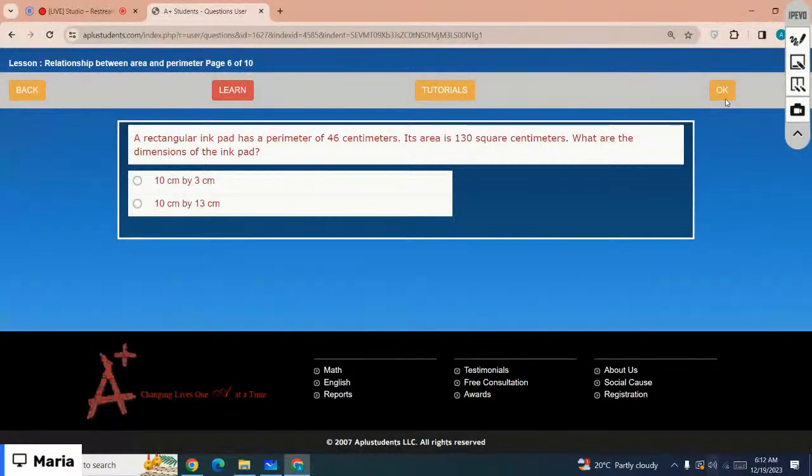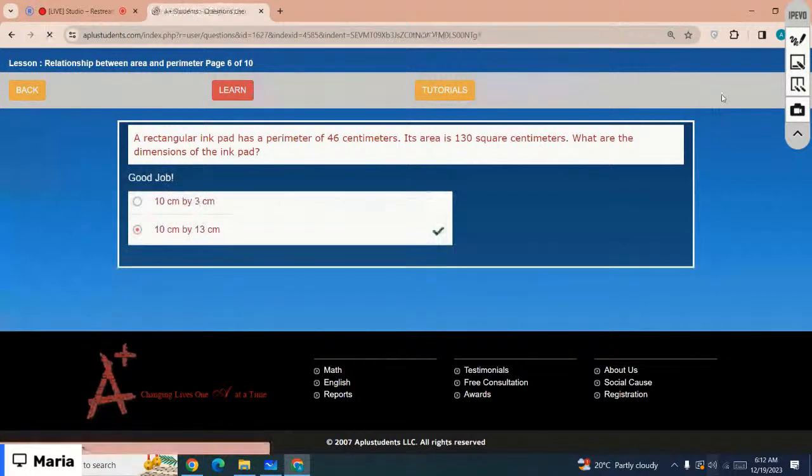Not 30, it is 130. So, which is the correct option? Yes, that is 10 times 13 equals 130. So, option number B is the correct option. Very good. Because 10 times 13 is 130. That's option number B, right?